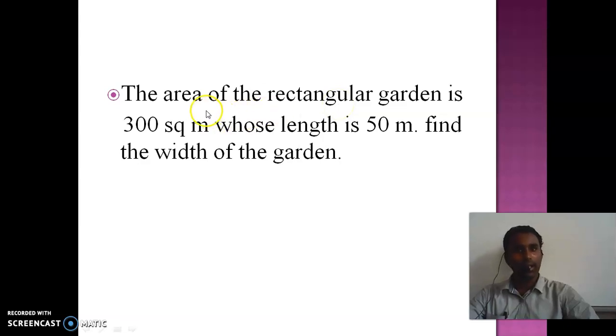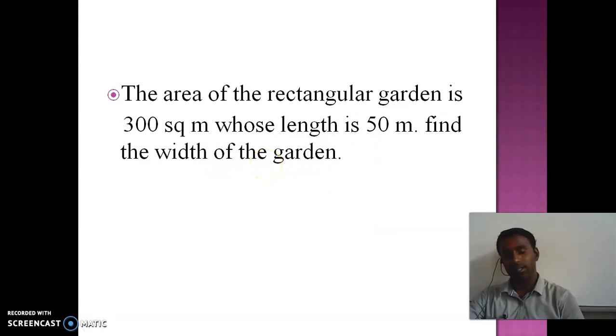So from the first line of the given problem, the area of the rectangular garden is 300 square meter. Whose length is 50 meter. So you know already in the rectangular shape, if you draw a rectangle, length 50 meter they gave, and find the width. So the width value we have to find.